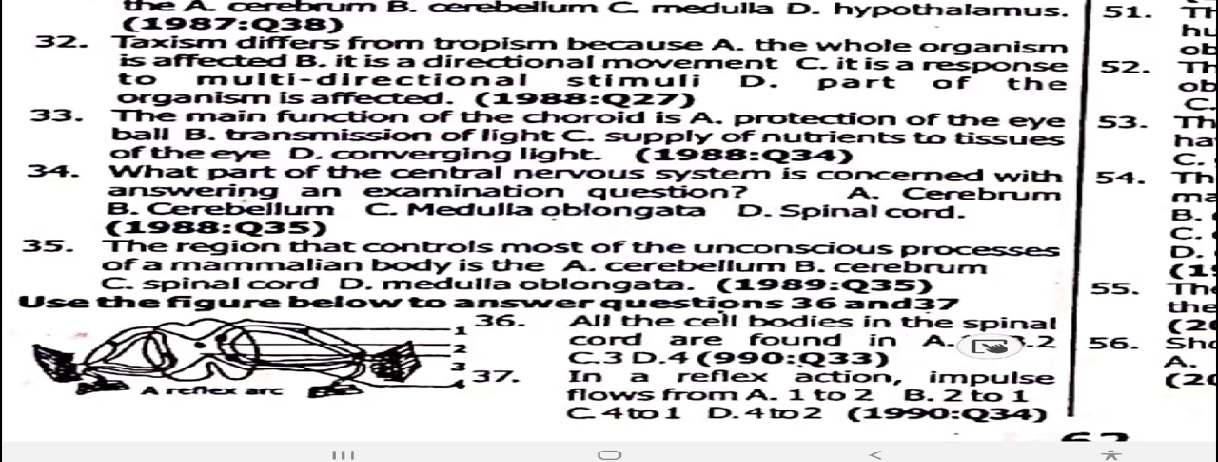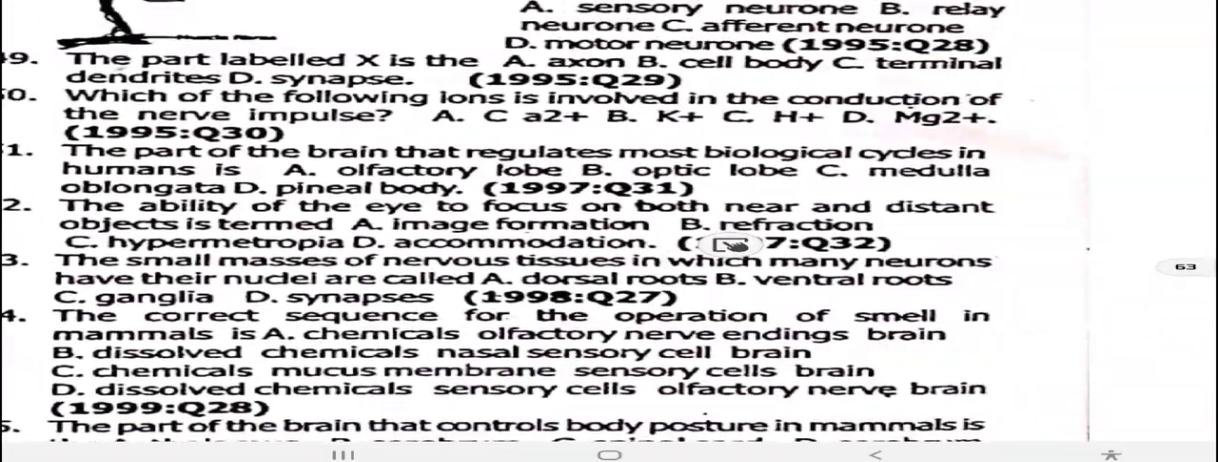36. All the body cells of the spinal cord are found in place 3, which is option C. 37. In a reflex action, impulse will flow from 1 to 2. That's how the impulse would flow.